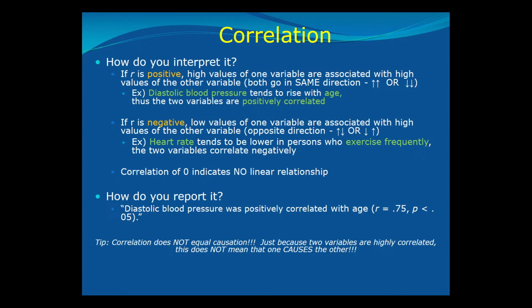How to report the correlation coefficient? See examples on this slide. Diastolic blood pressure was positively correlated with age, R equals 0.75, P less than 0.05. Correlation does not equal causation. Just because two variables are highly correlated does not mean that one causes the other.